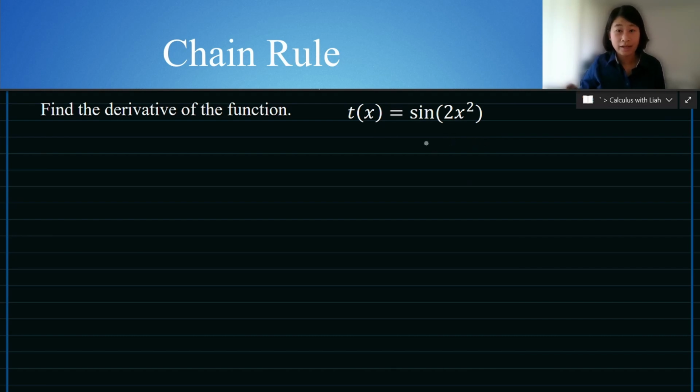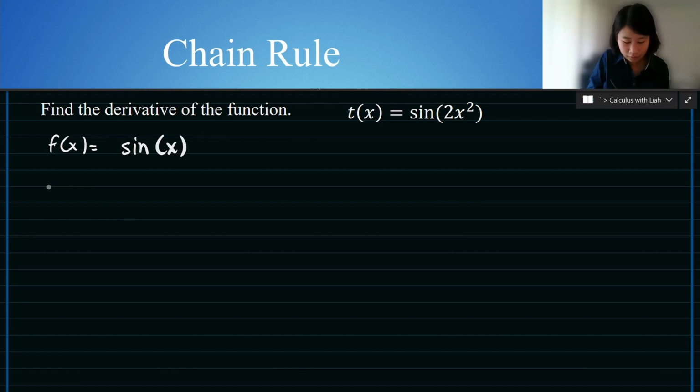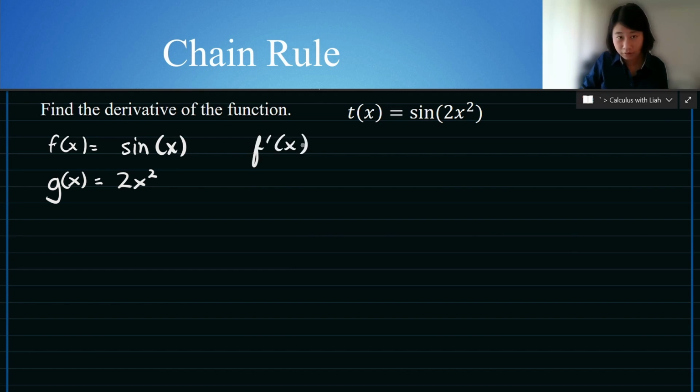Alright, so our job is to find the outer and inner functions. Alright, so we have t of x is equal to sine of 2x squared. So the outer function, which we'll call f of x, is going to be sine x. And then we have the inner function we'll call g of x. That's going to be 2x squared. Now, the derivative of the outer function, we'll call it f prime of x, is going to be cosine of x, right? And the derivative of the inner function, g prime of x, will be 4x.